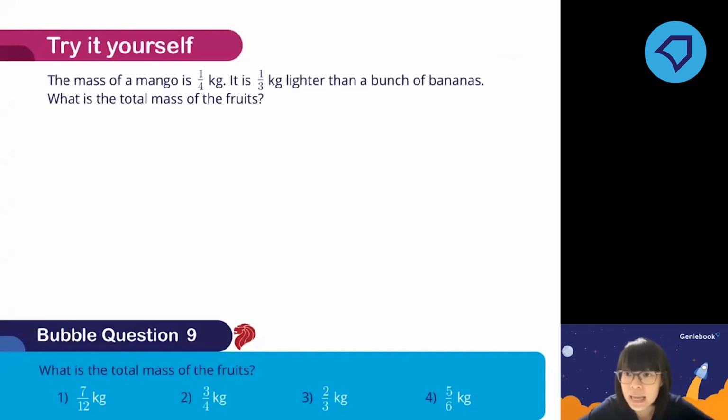If you don't understand whether heavier or lighter is plus or minus: if it is lighter, you need to minus. Lighter means smaller mass. Heavier means you need to do addition. Okay, with me? Heavier means bigger mass. So we need to do addition.